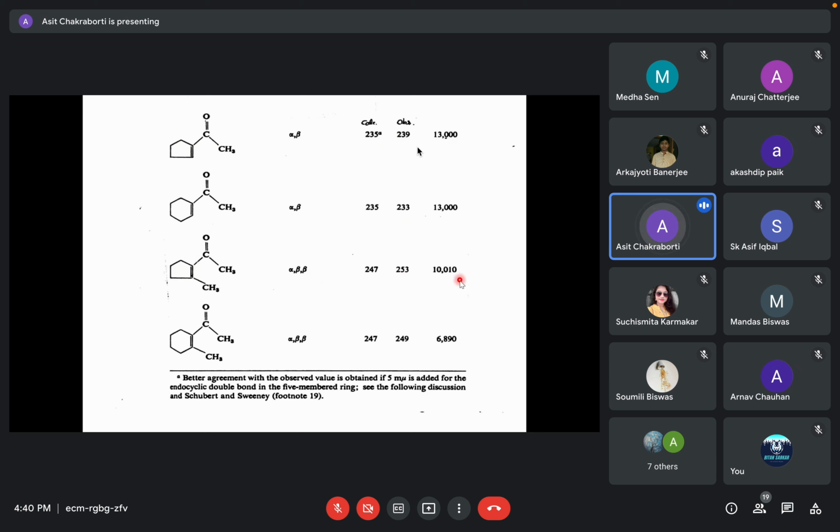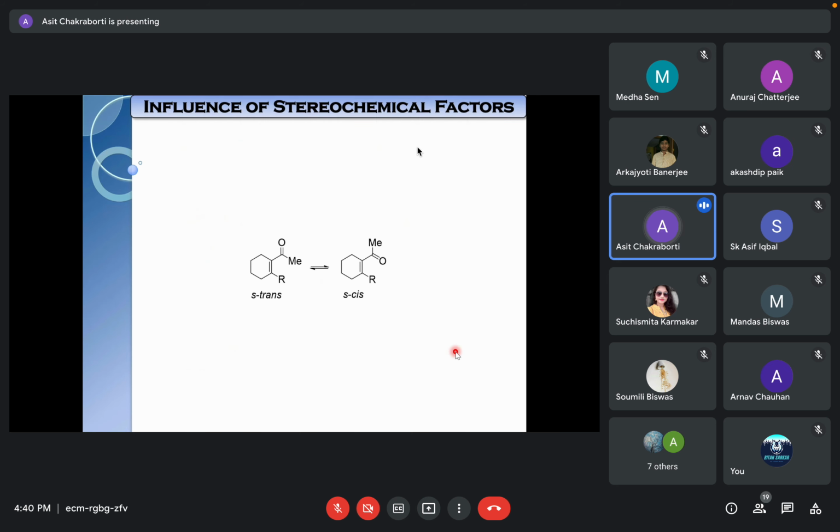So this will tell you that probably the compound is not pure, because why should there be so much less epsilon value. And it becomes even more prominent when you take the 6-member analog, when a methyl group is added there, from 13,000 it becomes almost half. So that means it will tell you that probably it is a 50% molecule. So this is an example of the stereochemistry.